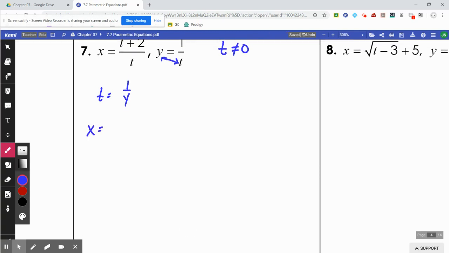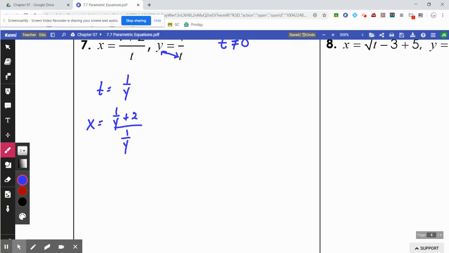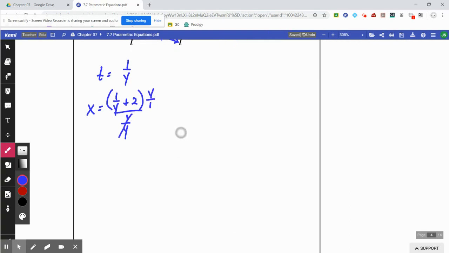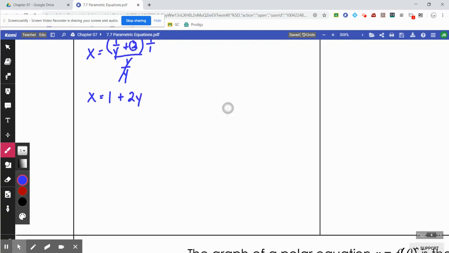So I have x equals 1 over y plus 2 over 1 over y. Now I think if I went ahead and flipped and multiplied this thing, it might clean it up for me. So to divide by 1 over y, we're going to multiply by y over 1. And I notice when I do that, it's going to cancel out my y's in my first expression. So that's the reason I'm doing it now. Y over 1 times 1 over y just gives me a 1. Plus 2 times y would be 2y. So that cleaned up really nice.